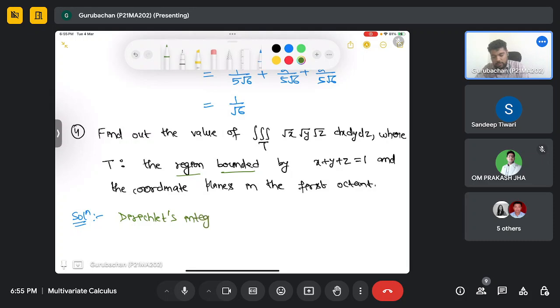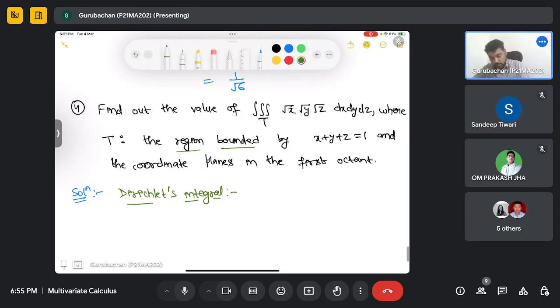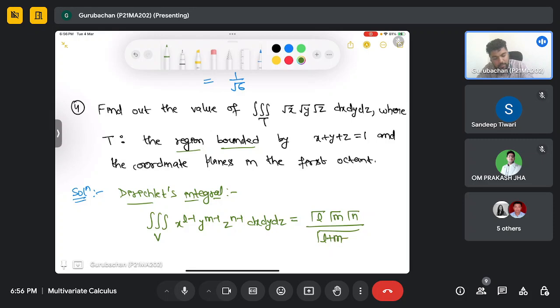Dirichlet's integral. So let me write the exact definition of this Dirichlet integral. It says that the triple integral over some region V of x to the power l minus 1, y to the power m minus 1, z to the power n minus 1, dx dy dz, is nothing but gamma of l, gamma of m, gamma of n divided by gamma of l plus m plus n plus 1, where l, m, and n are all positive.